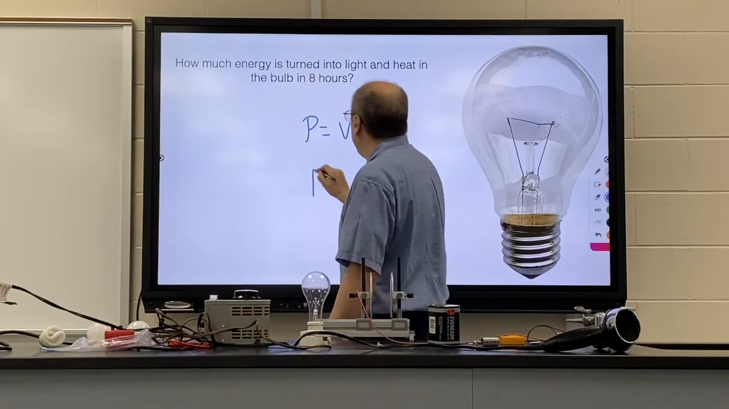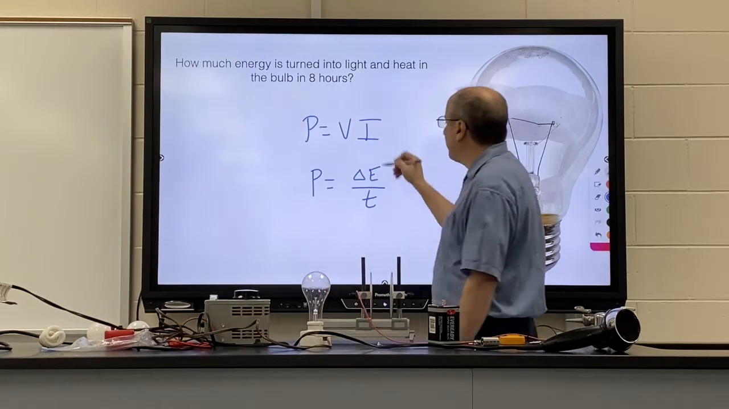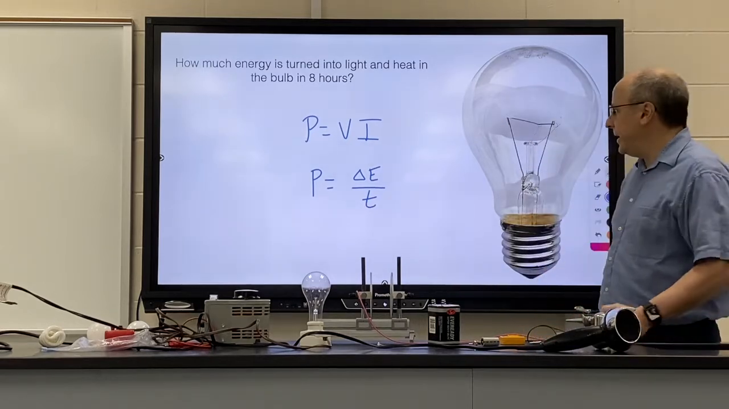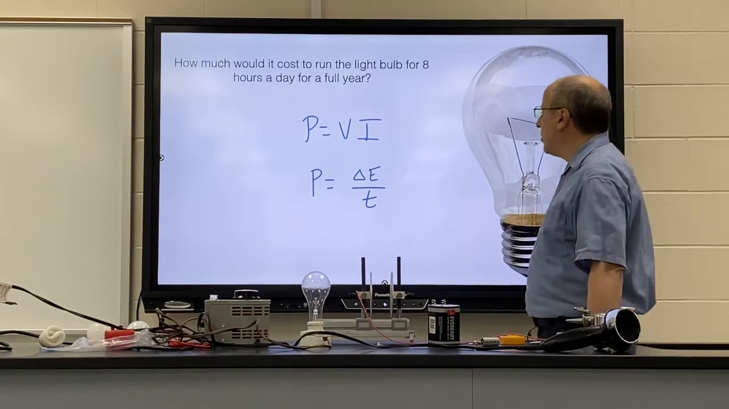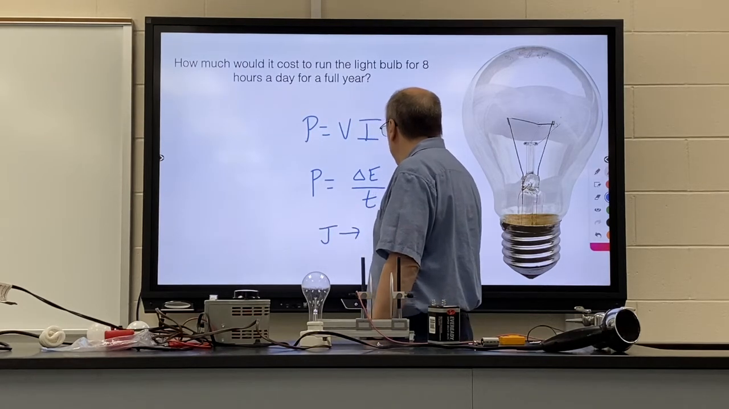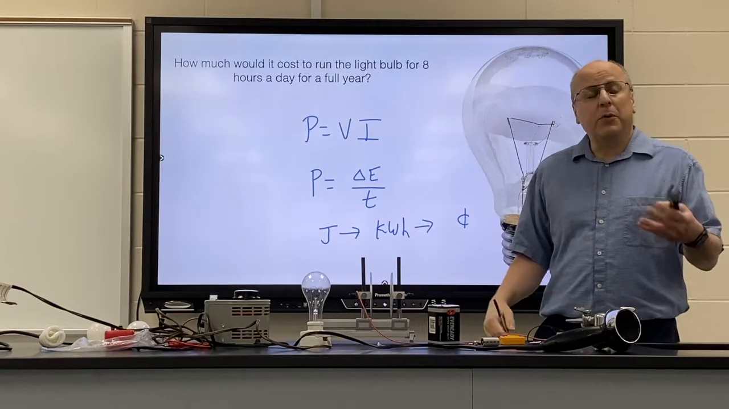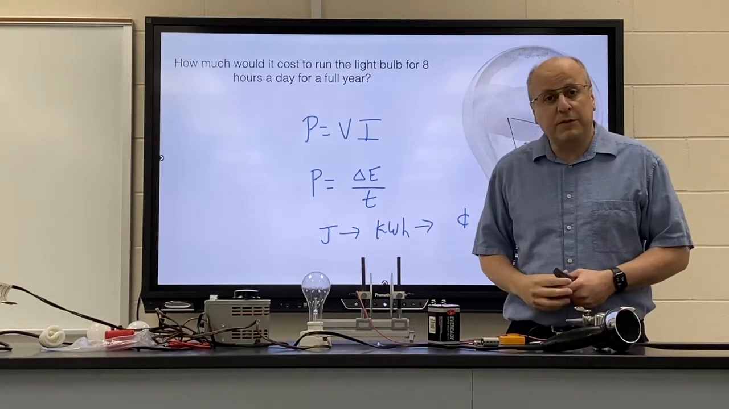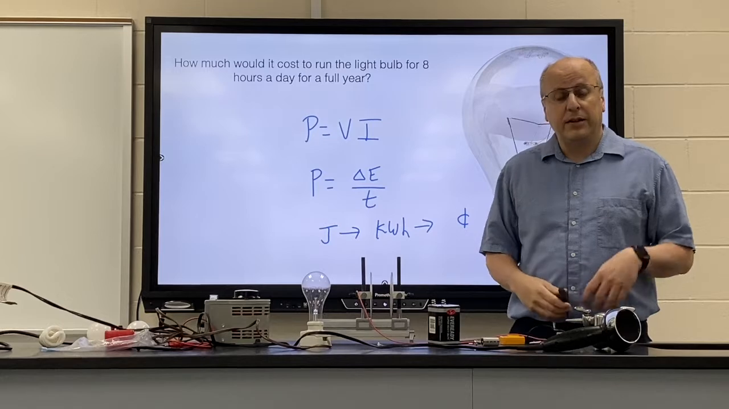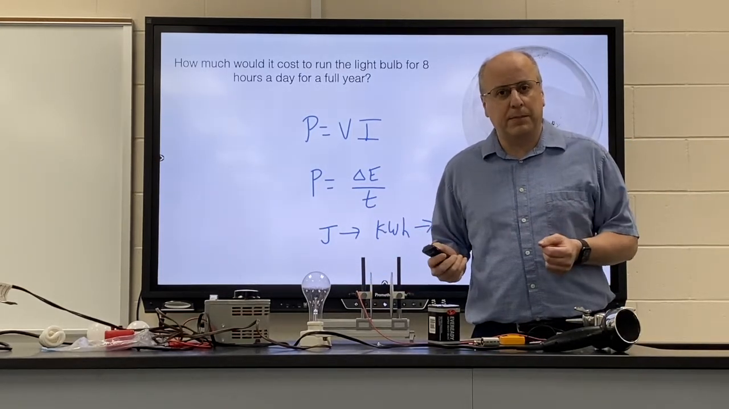Energy. Power equals delta E over time. We're doing it for 8 hours. Find your delta E. How much is it going to cost? Once you have that energy in joules, turn it into kilowatt hours, turn it into cents. Then multiply by 365 because we want to do it for an entire year. In essence, we just did the whole unit in one problem.